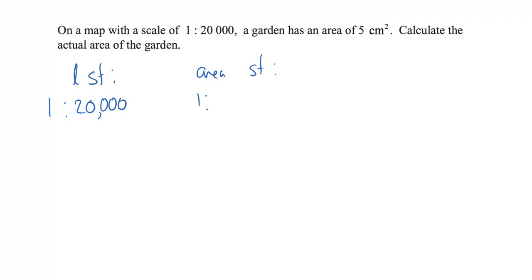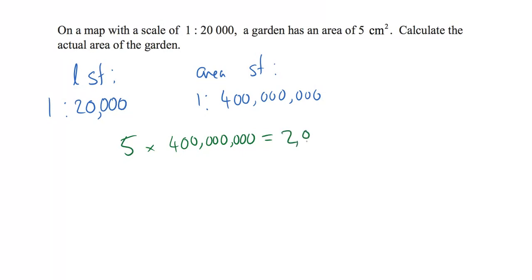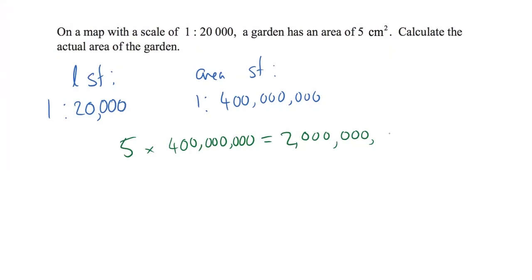Well, that's going to be a big number. That is going to be 400,000,000, with 8 zeros on the end there. So if I wanted to take my 5 centimeters squared, I'd need to times it by that huge number to give me the actual area. Of course, it'll only be in centimeters squared, and we'll need to convert that, but it can be done. So that is going to have 9 zeros on the end. There we are. So we've got 2,000 million.